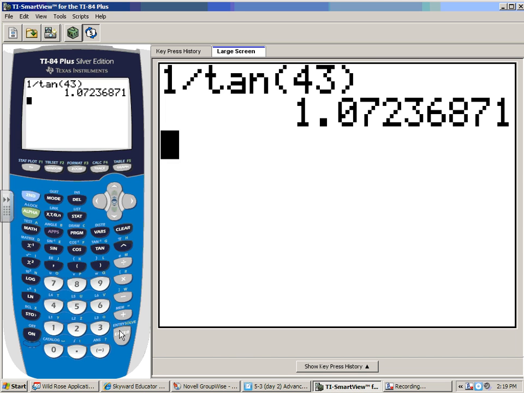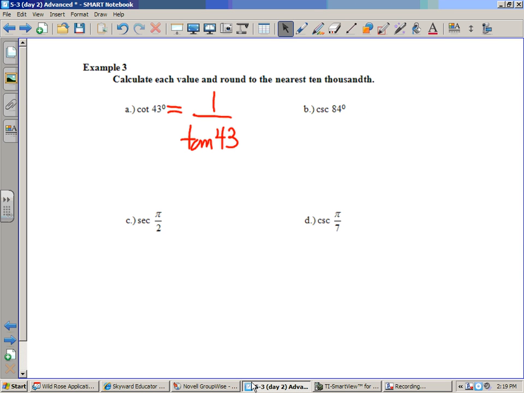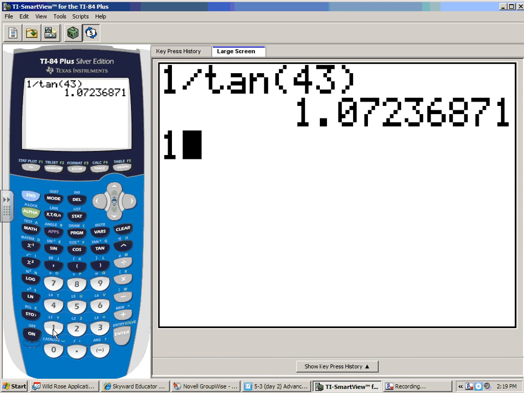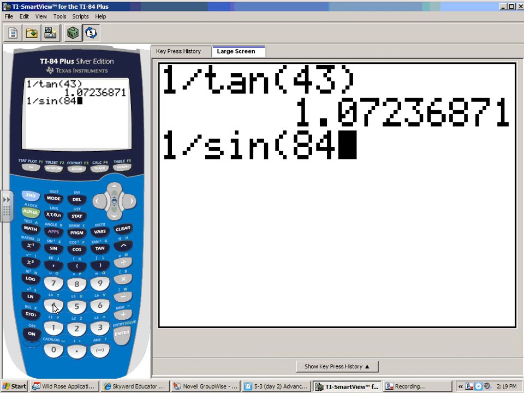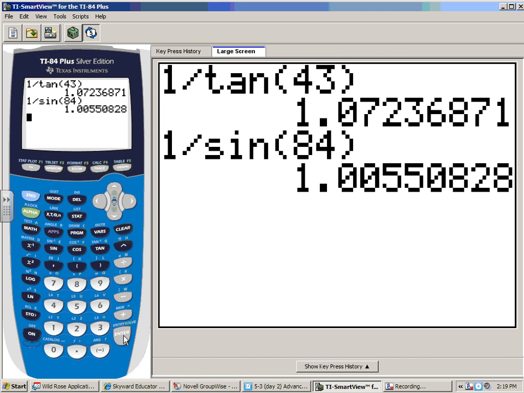So the next one says cosecant of 84 degrees. Okay. So that one is going to be, change it to 1 over. Now cosecant pairs with sine of 84, again in degree mode. So 1 over sine of 84. So 1.0055. That's if it's in degrees.